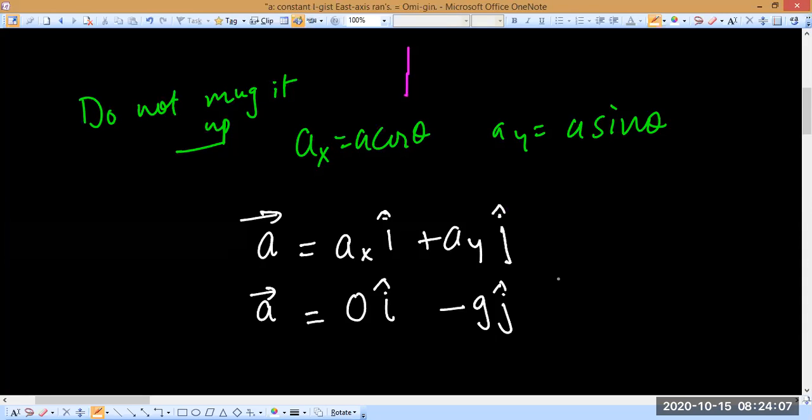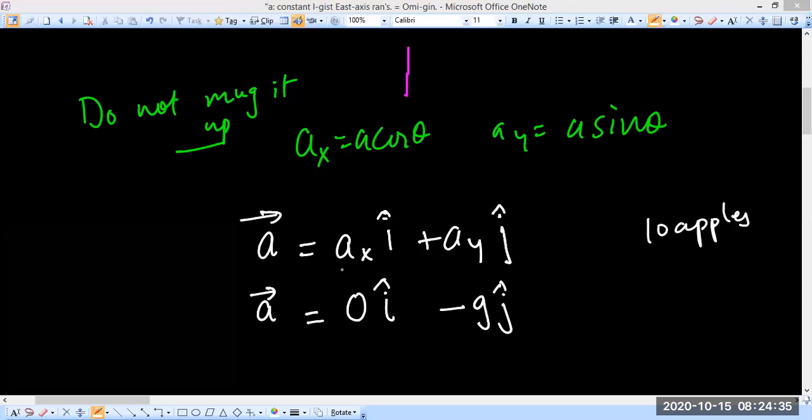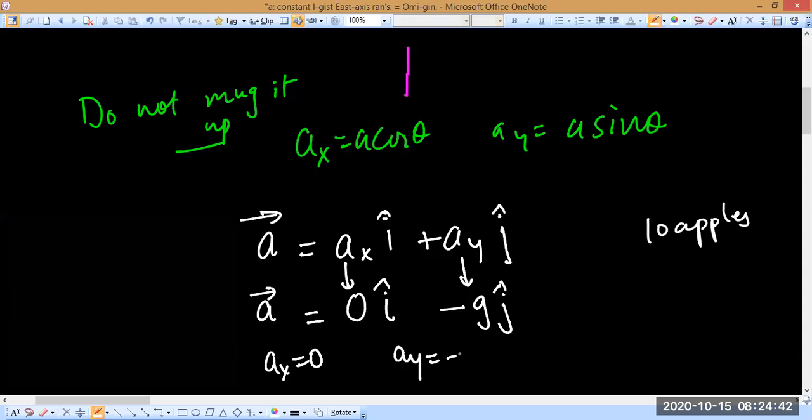It's like if I tell you that from the market I have brought 10 apples, then do you think you will ask me, sir, how many oranges have you brought? Of course I brought 0 oranges, right? I hope you understand. When we are not mentioning it, this is going to be 0. Still not clear? So now compare this and this. So what is AX? Clearly AX is 0. And what is AY? Minus G.